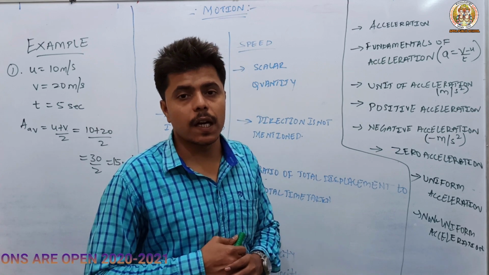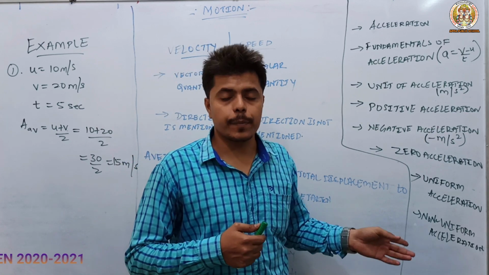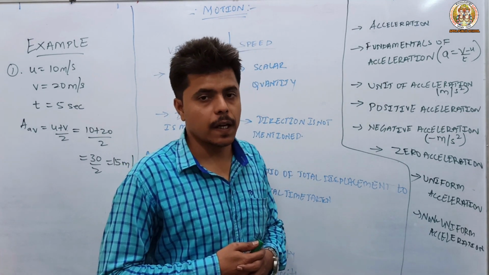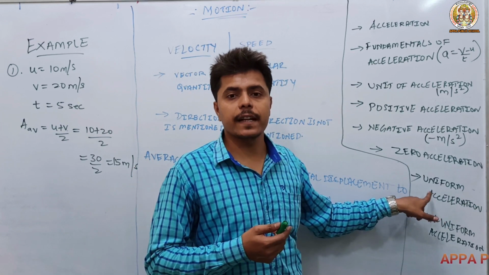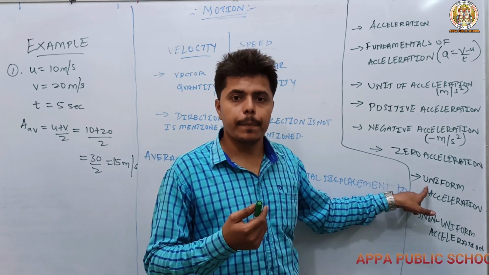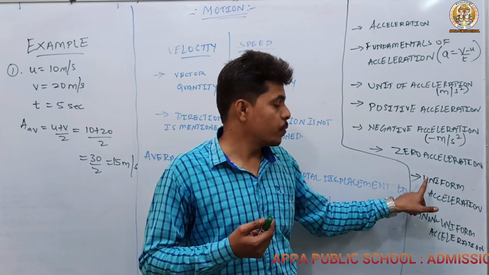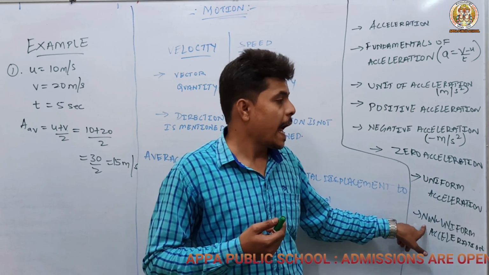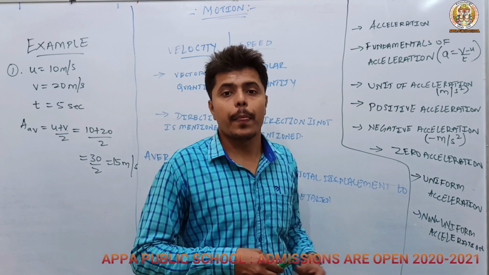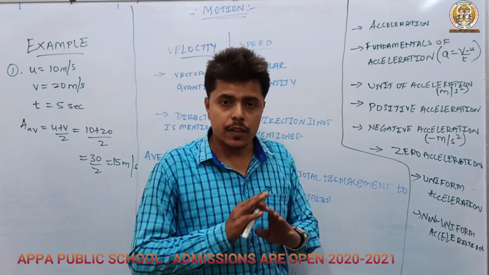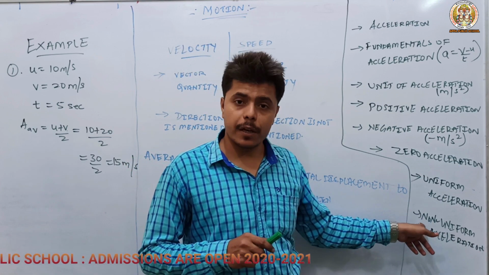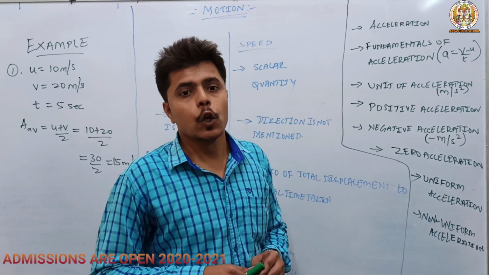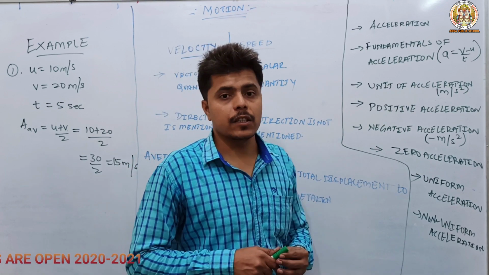Uniform acceleration: the rate of change of velocity with respect to time is the same. Non-uniform acceleration means the rate of change of velocity is not the same with respect to time. So this was about acceleration.